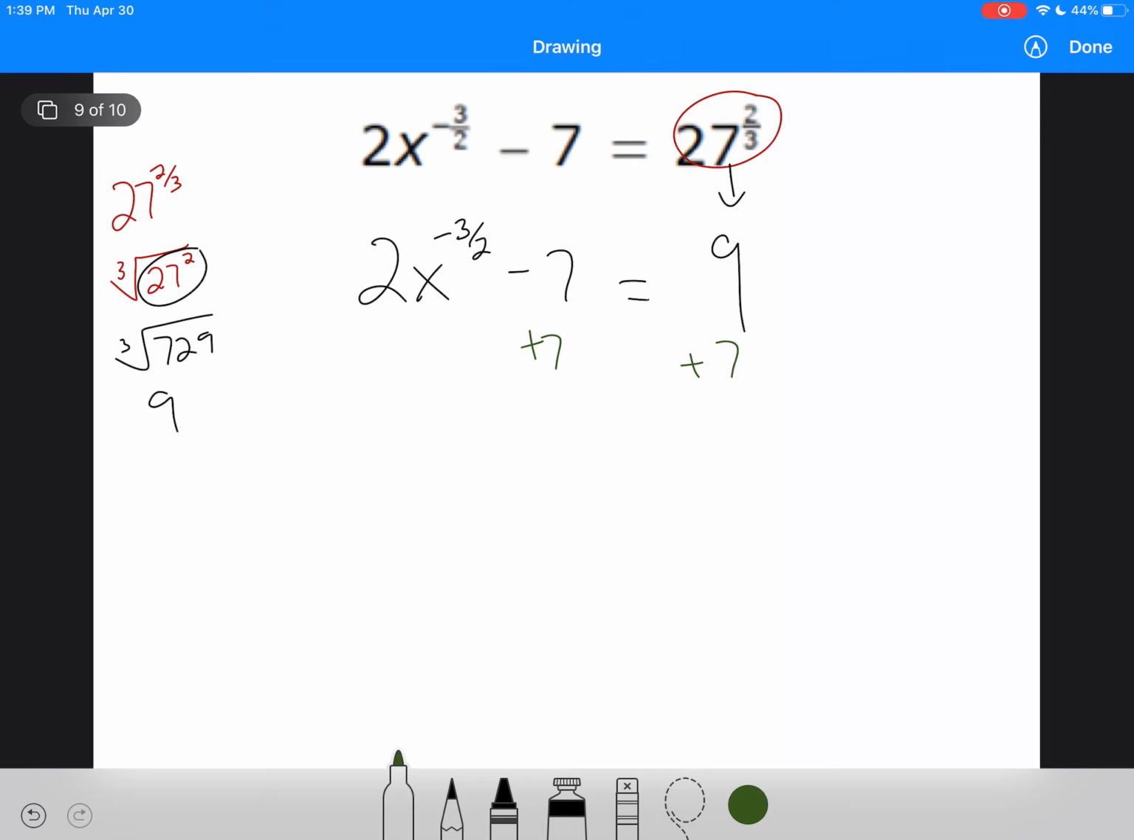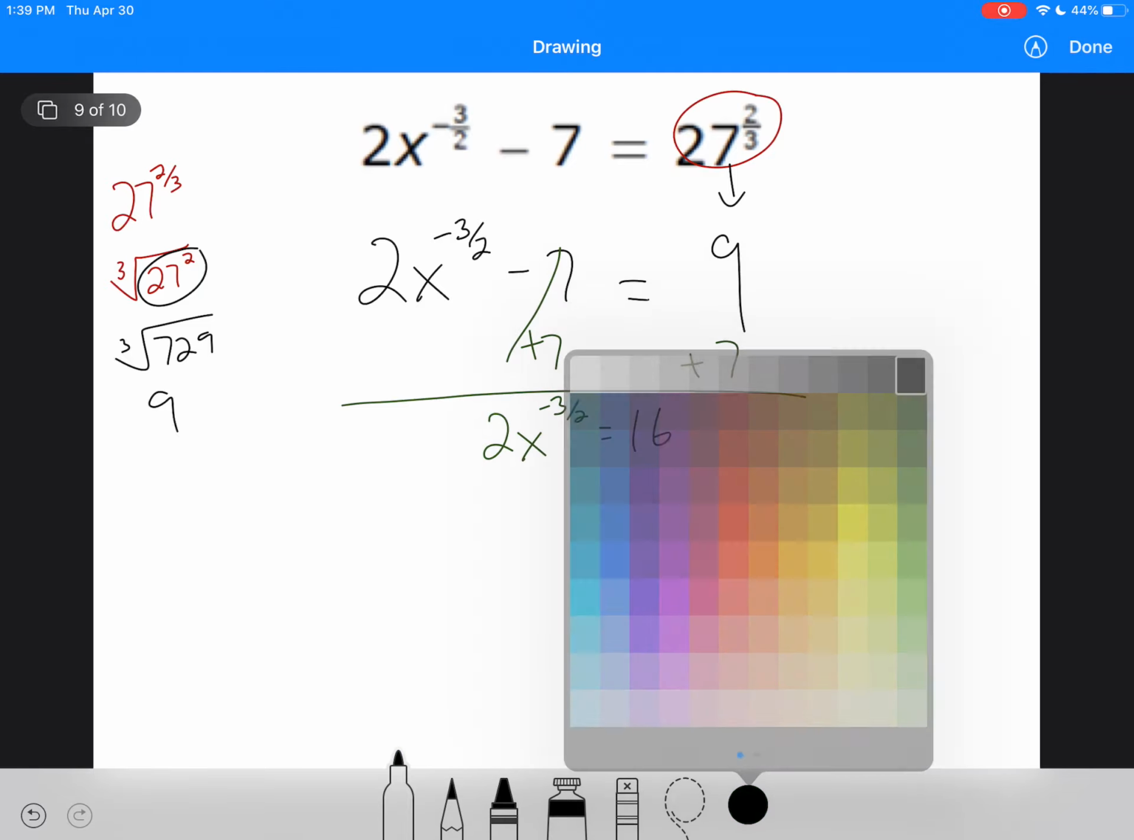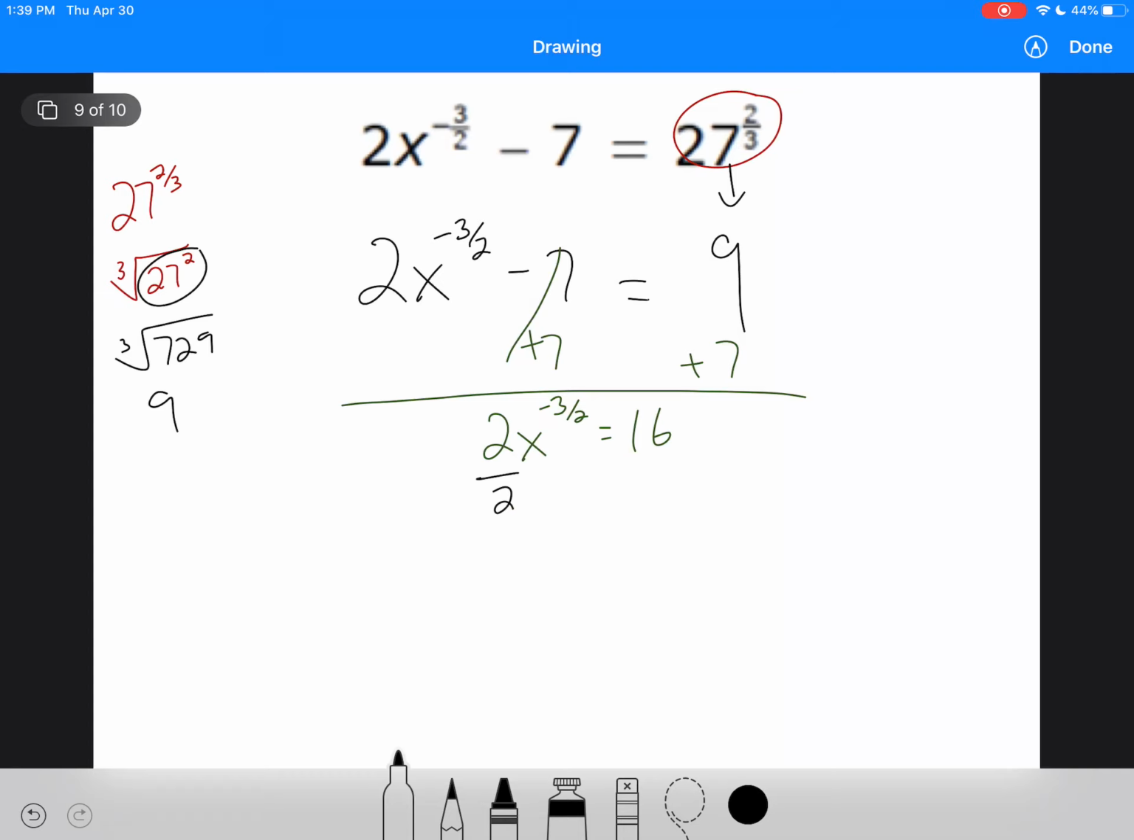I'm going to bring this down. Now we can go ahead and move the 7 over. 2x to the power negative 3 over 2 equals 16. Now we need to divide by the 2.